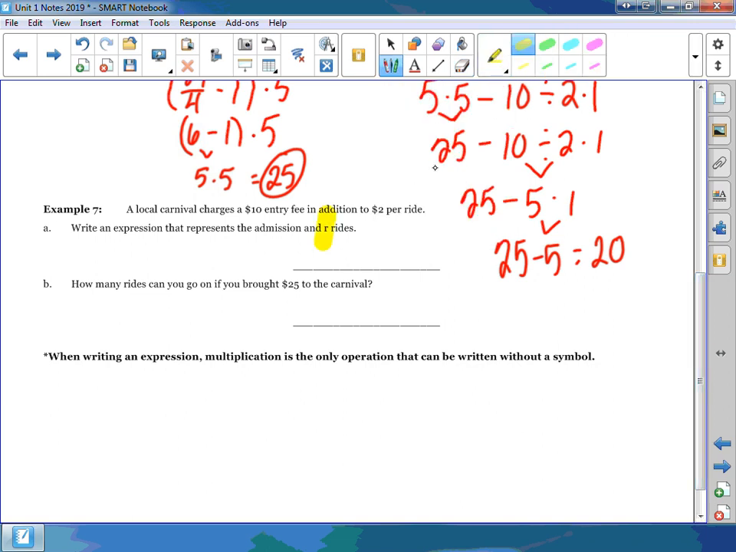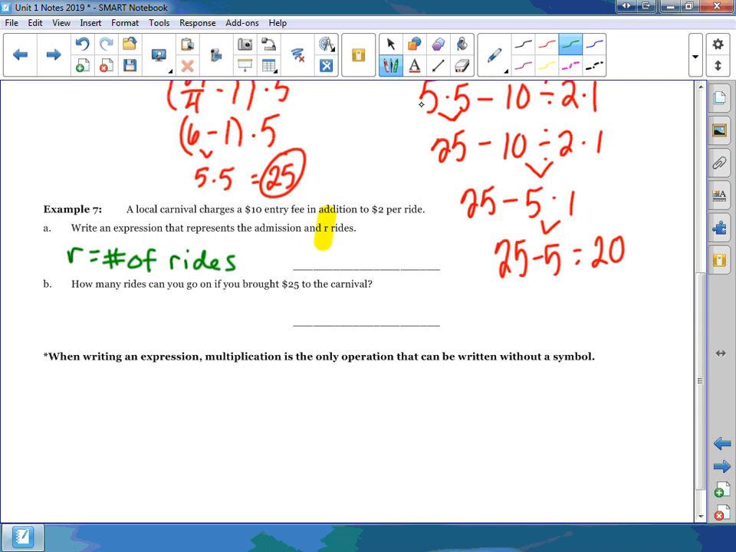Sometimes the variable will already be defined for you. In this case, you don't have to tell me what R stands for because it's in the problem. But if it did not say that, and you wanted to specify, as you always should, you could say R is the number of rides, so that the reader knows exactly what you're defining here. Okay?